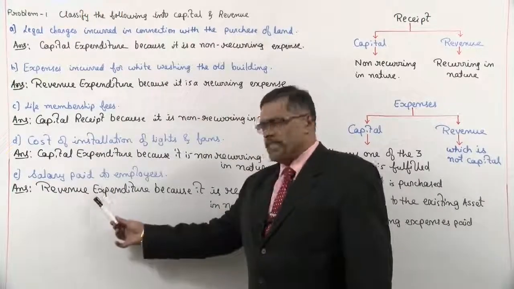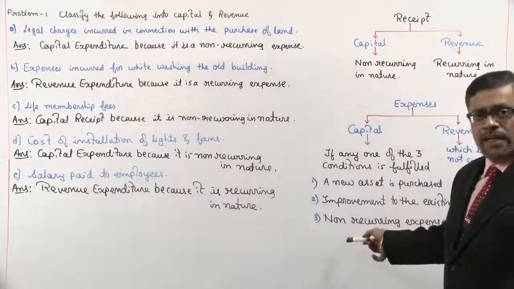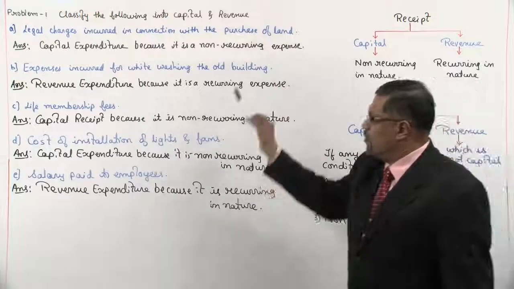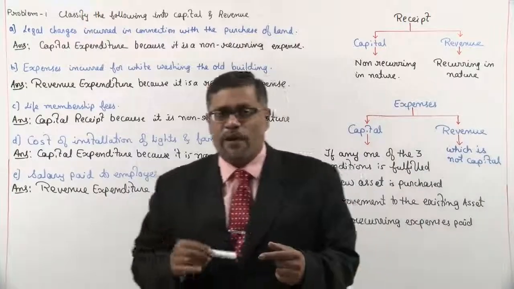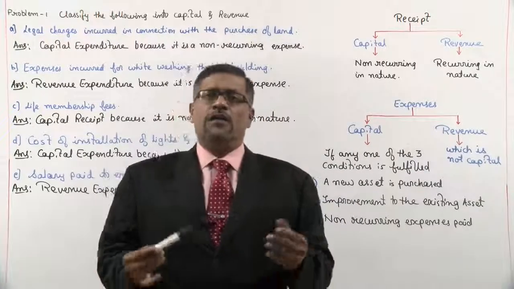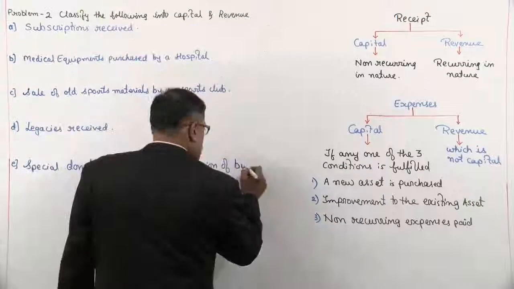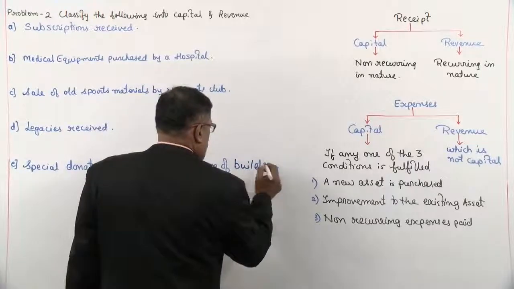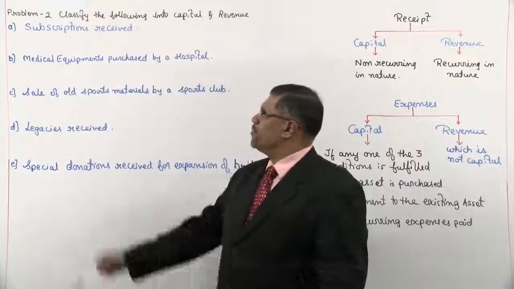Salary paid to employees, revenue expense, because it does not fulfill any of the three conditions. It is recurring in nature. This is how the problems are to be solved. In this video, let us take up one more problem on capital and revenue. Let us take up one more problem.